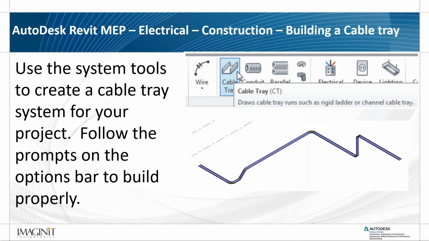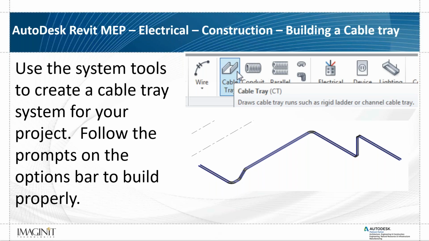Again, I've got a cable tray system here, and it uses system tools to create a cable tray system for the project. You just follow the prompts on the options bar and you build it properly. There are several cable trays that are added into the library. There's the conduit that's added into the library, and there is bus duct as well. It's just simple: place the first point, go to the second point, put your 90, put your elevation, and just walk your way around.